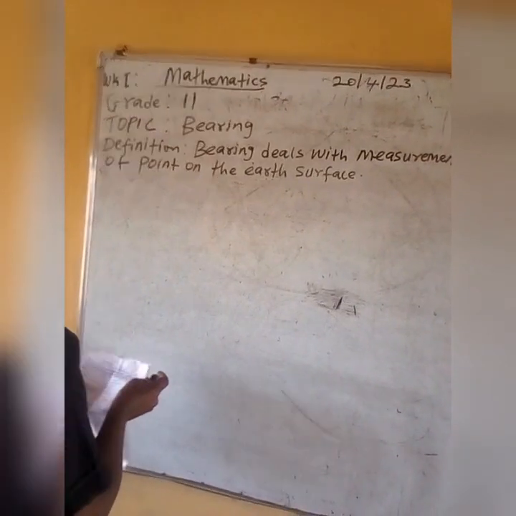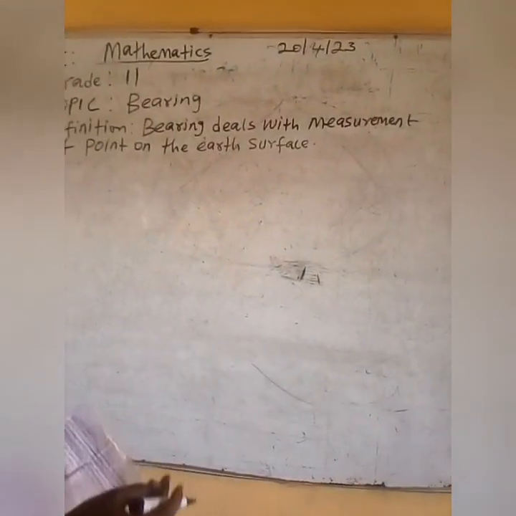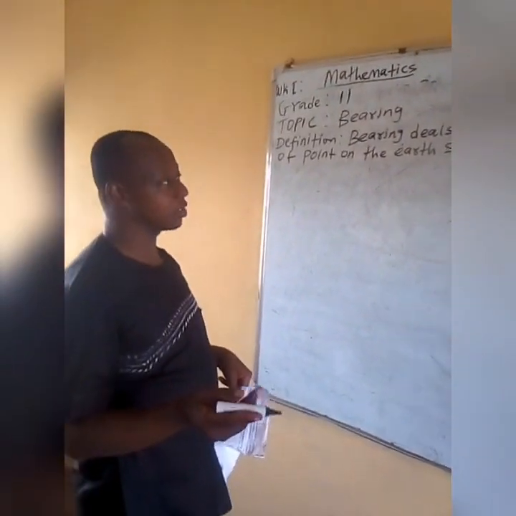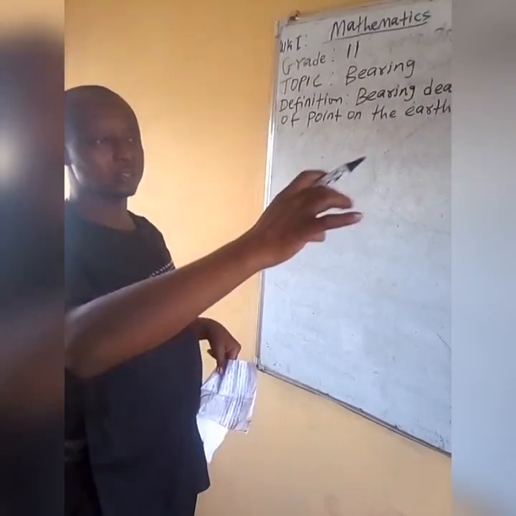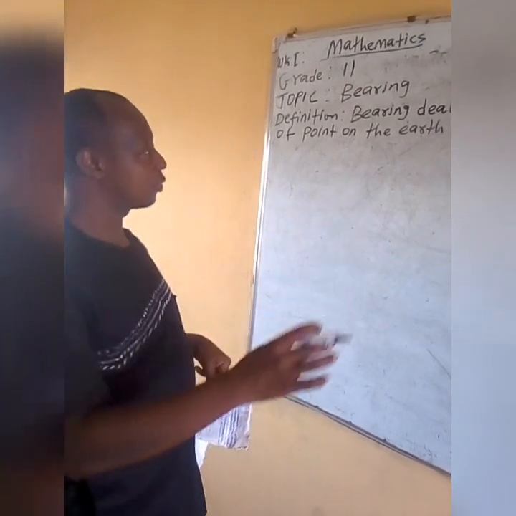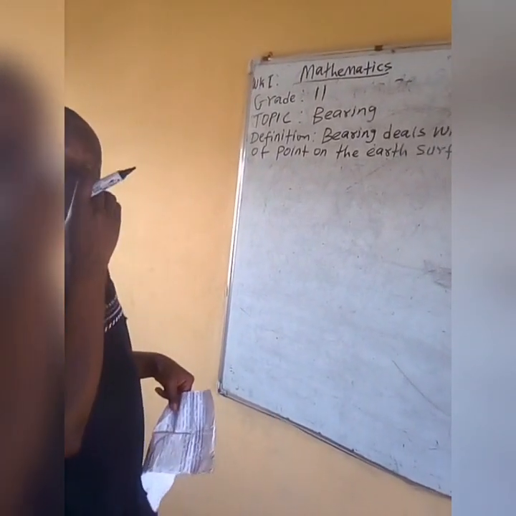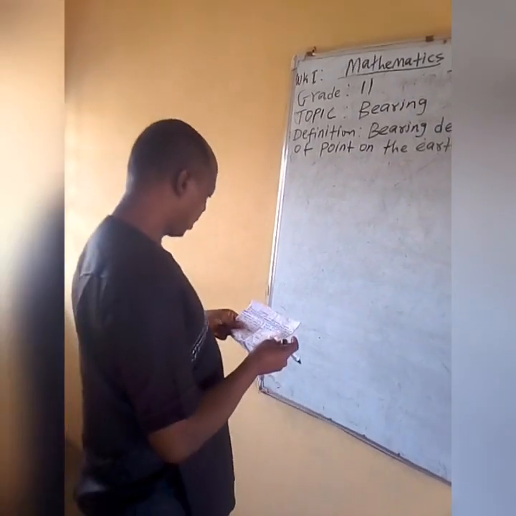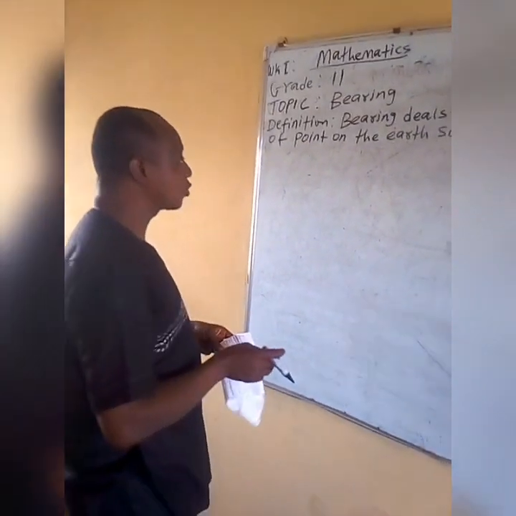Now, this bearing we are about to do, we need to know about triangle, because most of the drawings in bearing are just triangular shapes. So we need to know triangle. We know that the sum of the angles of a triangle is 180. And there are other things about triangle we need to know, which we are going to use in this bearing.